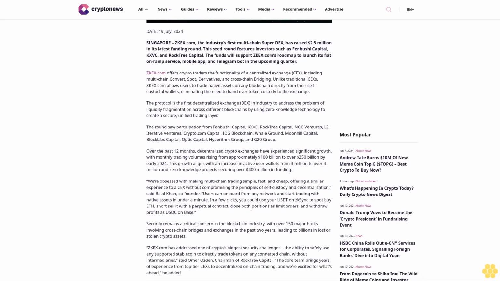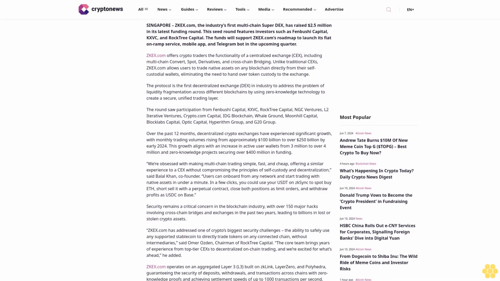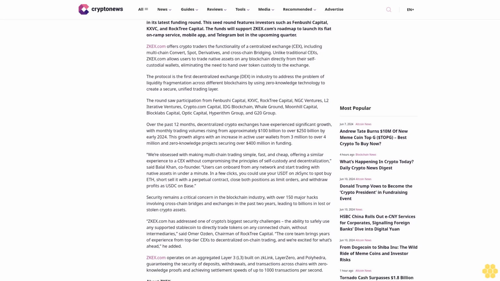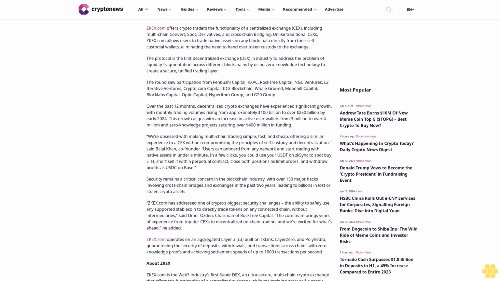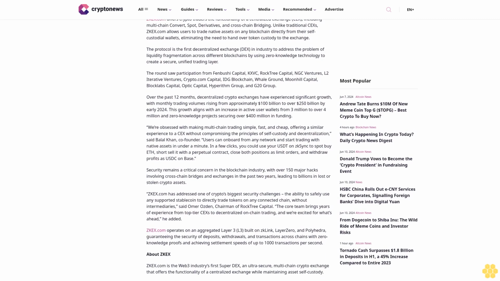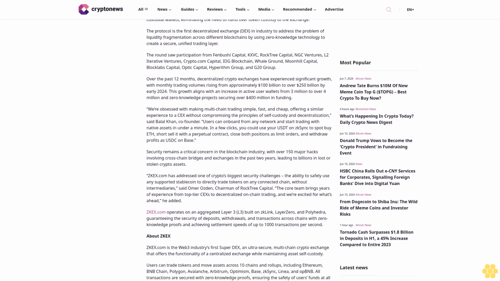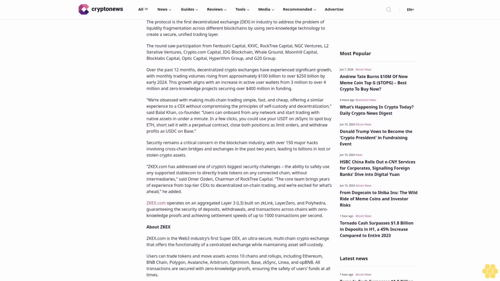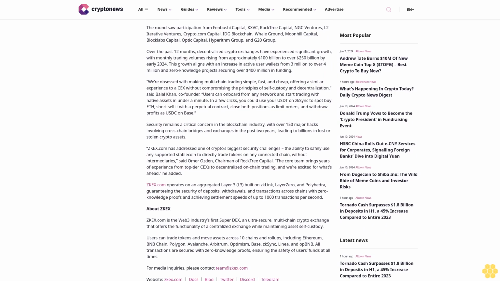ZKEX.com offers crypto traders the functionality of a centralized exchange, CEX, including multi-chain convert, spot, derivatives, and cross-chain bridging. Unlike traditional CEXs, ZKEX.com allows users to trade native assets on any blockchain directly from their self-custodial wallets, eliminating the need to hand over token custody to the exchange.